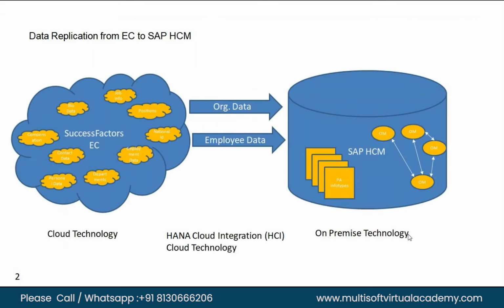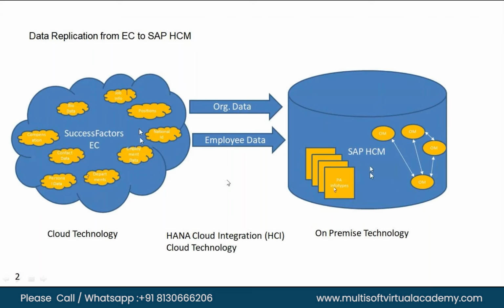So basically, the data migration or data replication works in such a way that, if you see, this is the SuccessFactors cloud technology, which is taken care of by the SAP system. All the EC content, the employee profile, job information, all employee profile related stuff is maintained in the SuccessFactors EC system, Employee Central. And with the replication, we are migrating all the org data and employee data to the on-premises SAP HCM system.